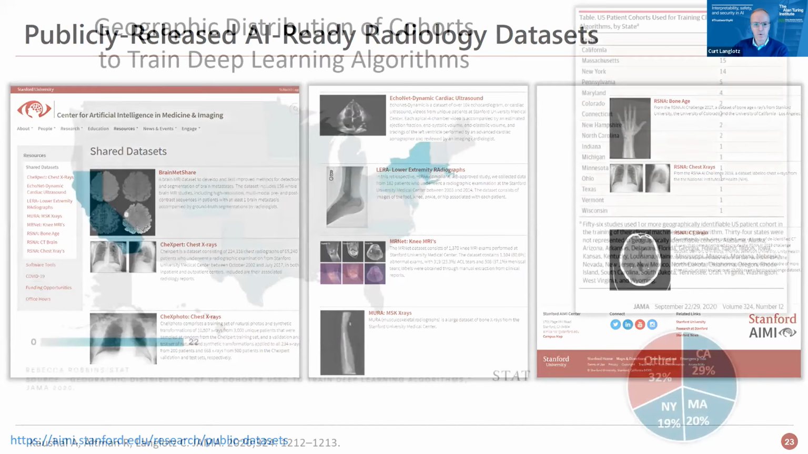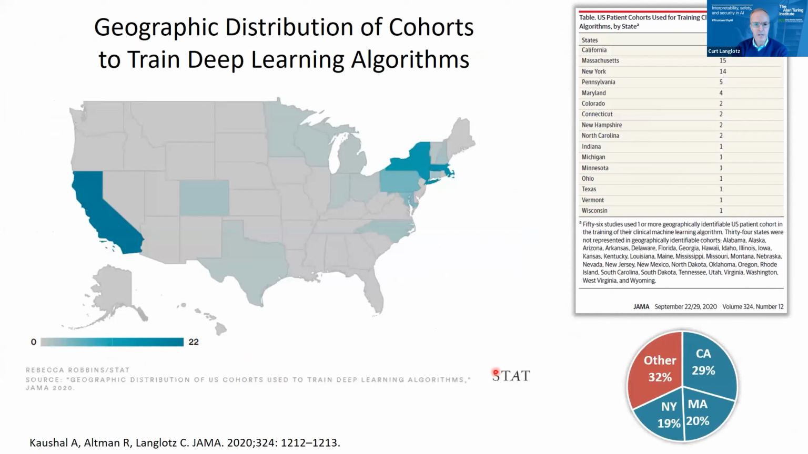If you look, and this is some work that we did published in JAMA last year, if you look at where the data is coming from, at least in the US, this is all the US patient cohorts used to train clinical machine learning algorithms by state. And you can see the majority of these are coming from just 3 states. And of course, the demographics of those states is not necessarily, and certainly isn't, representative of many of the other states. And I think you could make a similar pattern for other countries. So it's really imperative for us to broaden the sources of data.